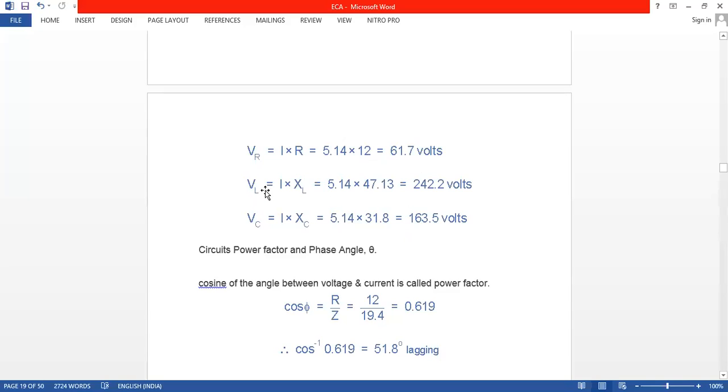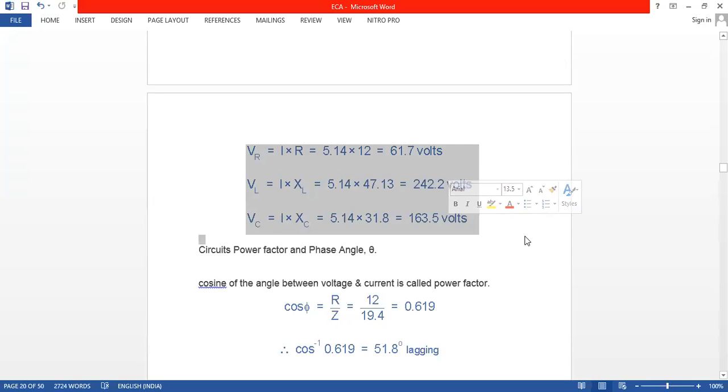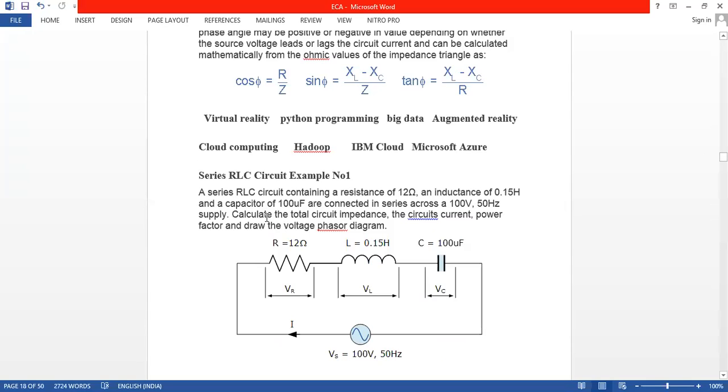Now, voltage across inductor. What is the formula for voltage? VL stands for voltage across inductor. What is the formula? Current into opposition. What is the opposition shown by inductor? It is XL. I into XL. XL we have calculated, which is 47.13. You are going to get the value. Similarly, voltage across capacitor VC is equal to current into XC, which we are going to get the value. So now, after all these components, once again, go through the question, what they are asking.